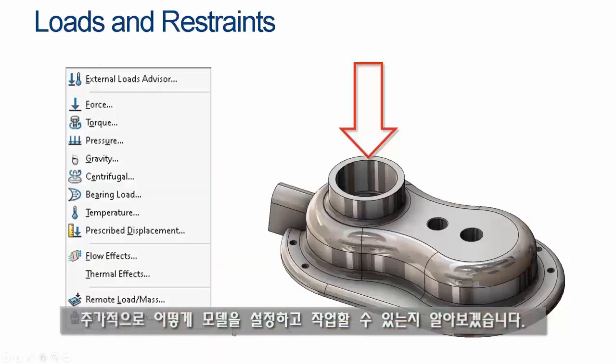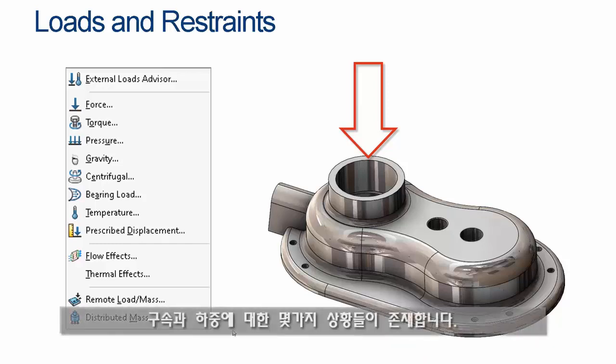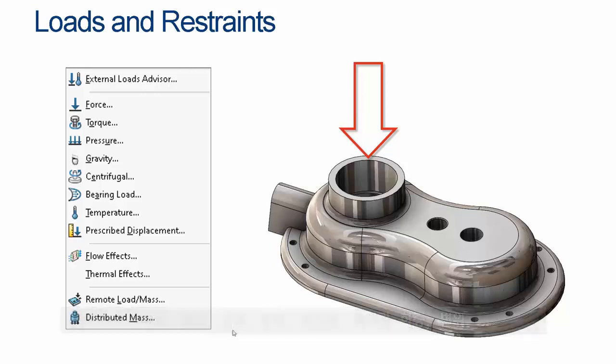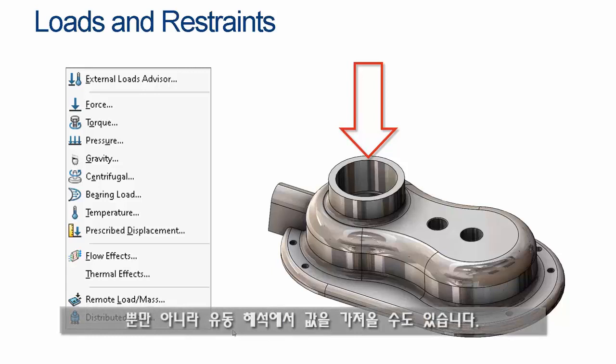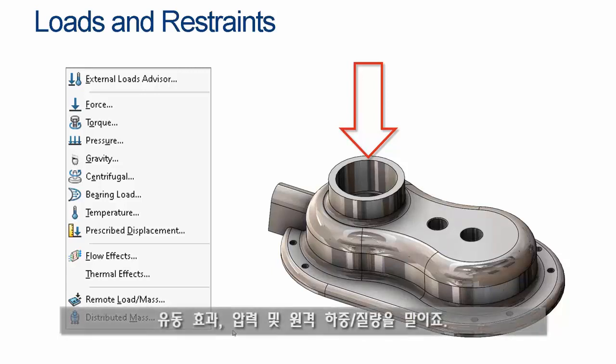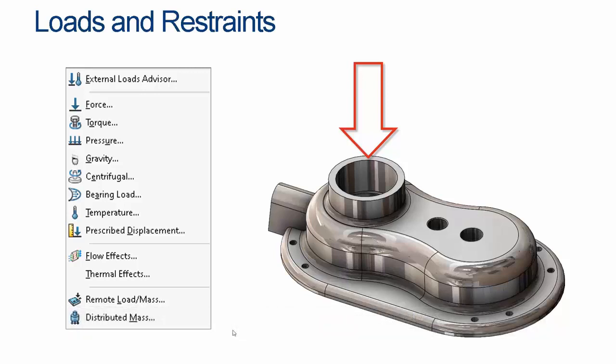So let's talk a little bit about loads and restraints and how we can set up and work with the model on that. We have quite a few restraints and loads we can use: force, torque, pressure, gravity, centrifugal, bearing loads, and displacement. We can also import some flow effects on pressure from flow simulation, and also use remote loads and mass.